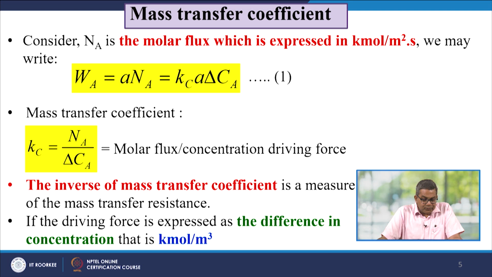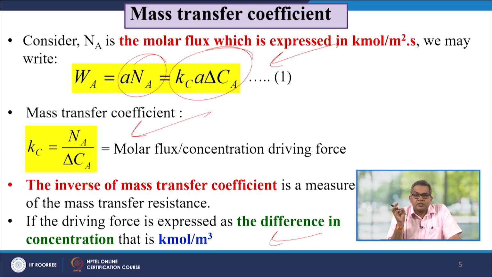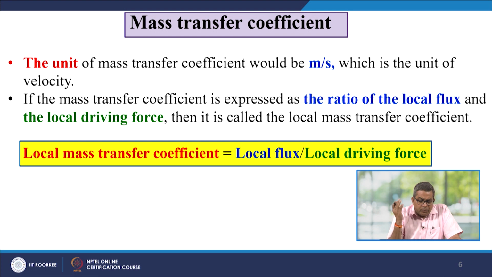known as the mass transfer coefficient. Now, if we consider Na as the mole flux, expressed in kilomole per meter square second, we may write WA is equal to A Na is equal to Kc A delta Ca, which is equation number 1, and the mass transfer coefficient can be represented as Kc is equal to Na over delta Ca, that is the molar flux over the concentration driving force. So, the inverse of the mass transfer coefficient is a measure of the mass transfer resistance. If the driving force is expressed as a difference in the concentration in units of kilomole per meter cube, the unit of the mass transfer coefficient would be meter per second, which is the unit of a velocity.